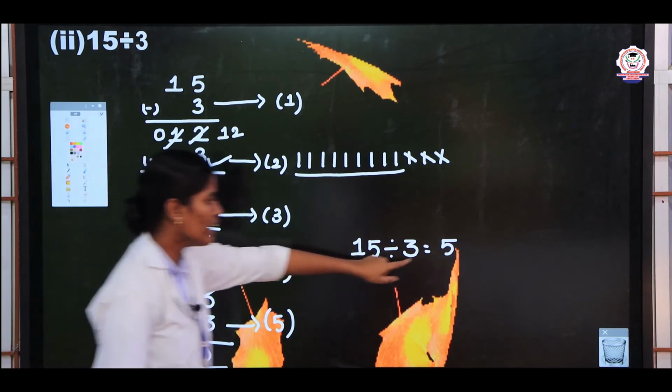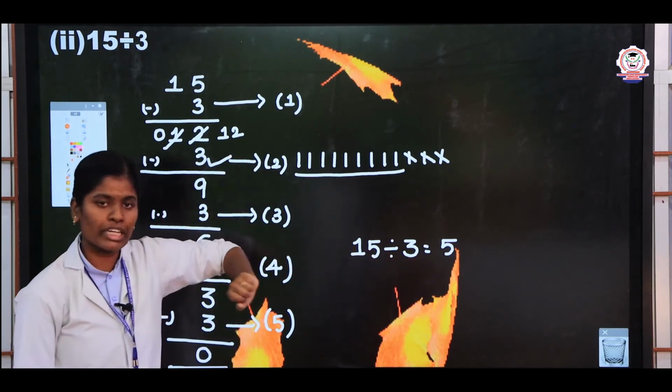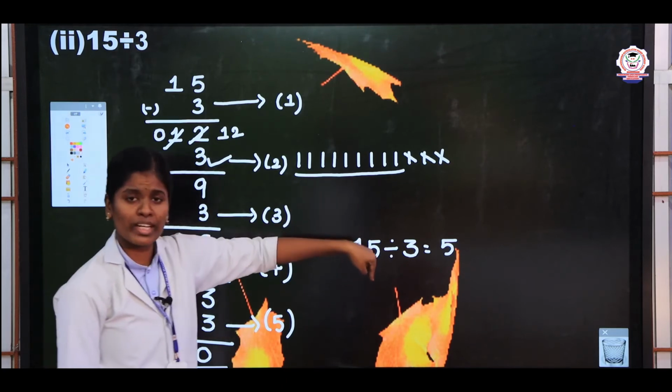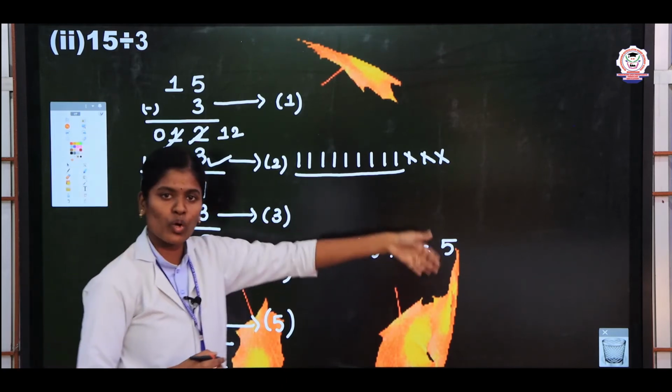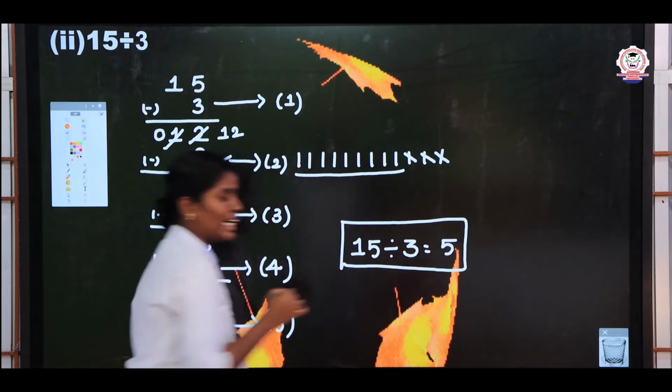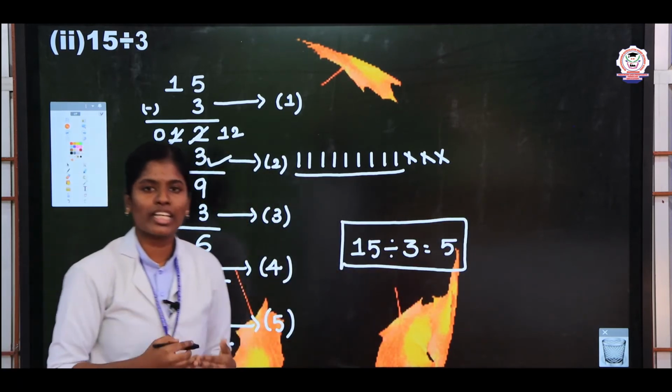Now you listen here. 5 3s are 15. Here 15 is called the dividend, 3 is called the divisor and 5 is called the quotient. And this is called the what fact? This is called the division fact. Next we will see another example.